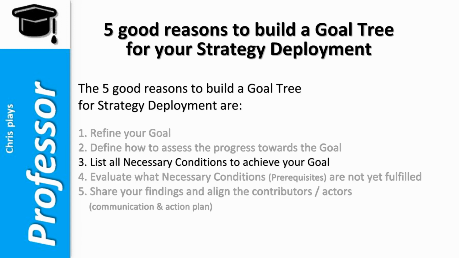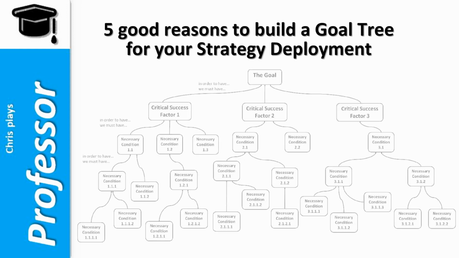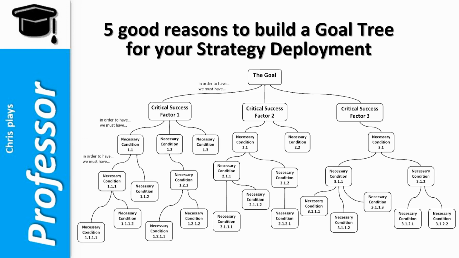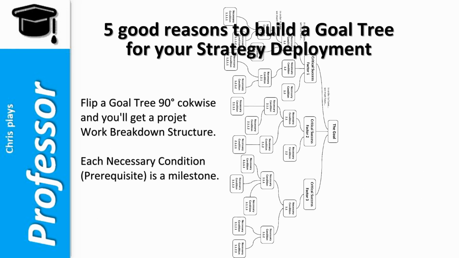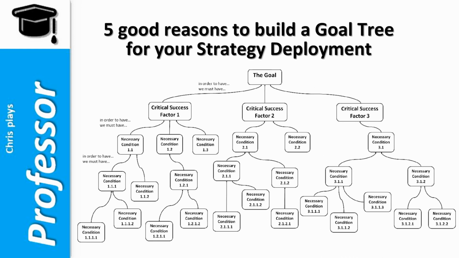Reason number 3, list all necessary conditions to achieve your goal. Having the structured list of the nested and interrelated must-have conditions to achieve the goal is like the high-level work breakdown structure of the project. I emphasize must-have, which are definitely not nice-to-haves. With this work breakdown structure, everyone knows the goal and what must be achieved to achieve the goal.